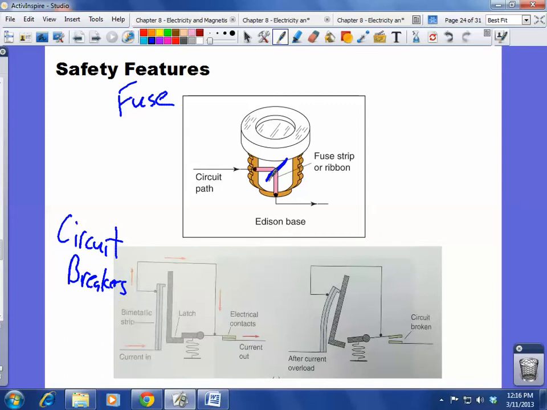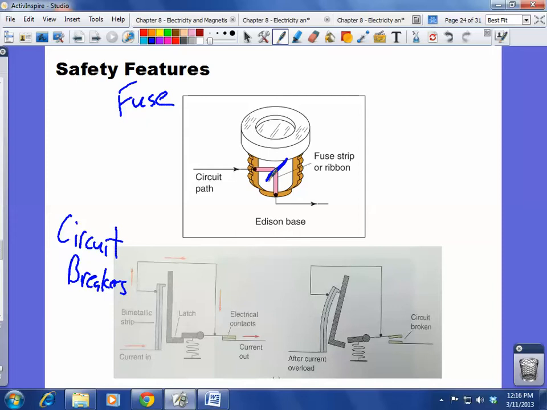And what do you do when your circuit breaker trips? You flip it back. You unplug that, I don't know, extra microwave you had going, and you flip your switch back. So the circuit breaker is reversible. You don't have to replace anything.